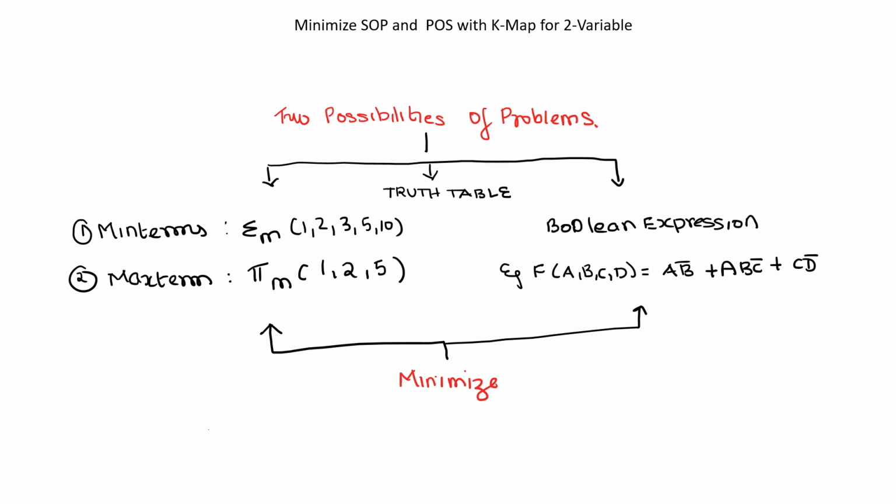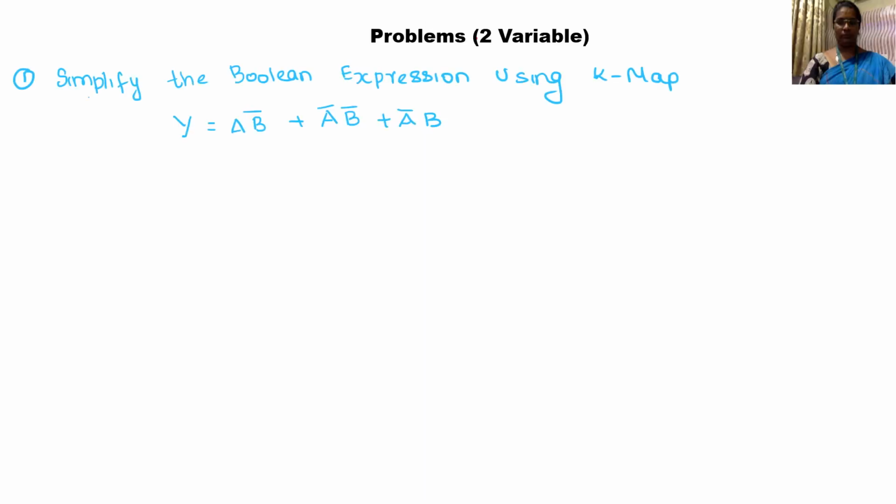Either the question would be asked in min terms or in the max term or in the Boolean expression form. But in later videos I will also let you know how a truth table could be represented in terms of your K-map. So now let us take one example of two variable. Simplify the Boolean expression using K-map. So our main aim is to get the minimized expression of what we have been given.